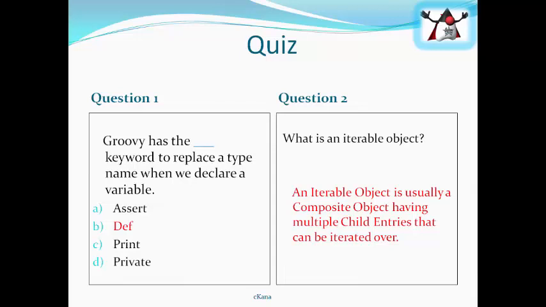The answer to question 1 is B, def, and the answer to question 2 is an iterable object is usually a composite object having multiple child entries that can be iterated over.